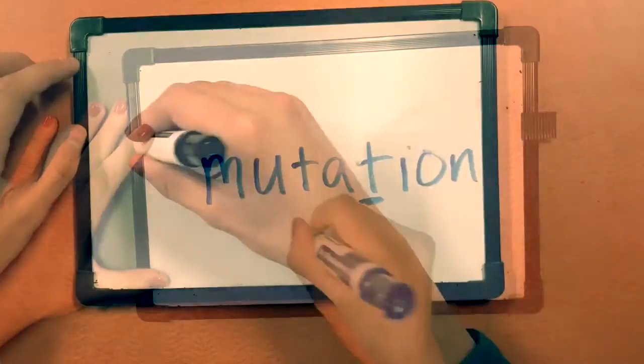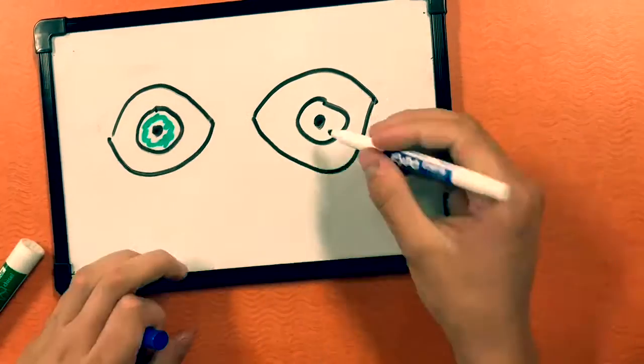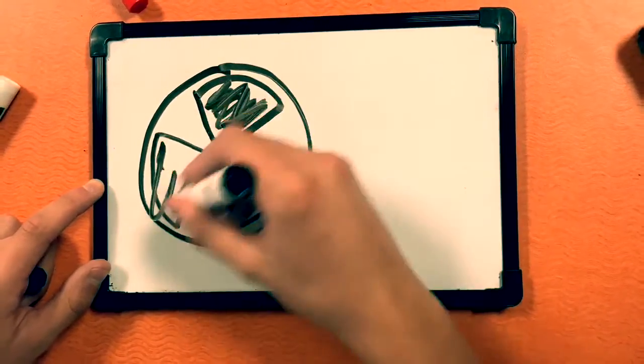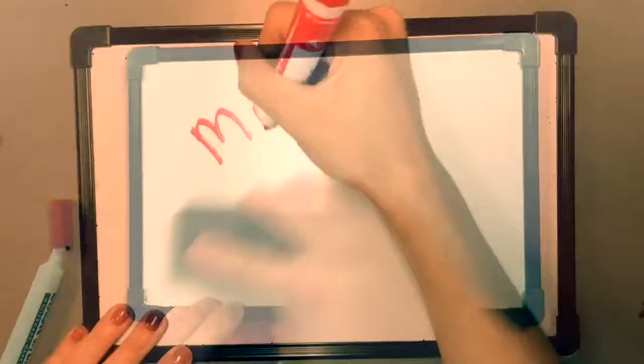Wait a minute, a mutation? That sounds scary, and sometimes it can be, but other times it could be harmless. Once more, a mutation is a change in the genetic material of a cell or virus caused by a mutagen during the cell division process of meiosis or mitosis.